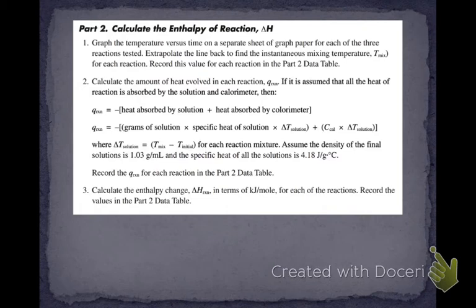And the other thing that you want to make sure that you do with your graphing is extrapolate that line back so that you can find the T mix and record that information, because you'll be needing that for some of your calculations in number 2. So graphing and recording values for T mix are what you're going to be doing in number 1. In number 2, you're going to be calculating the Q value of the reaction, and here you're going to take into account the calorimeter, the heat absorbed by the calorimeter.